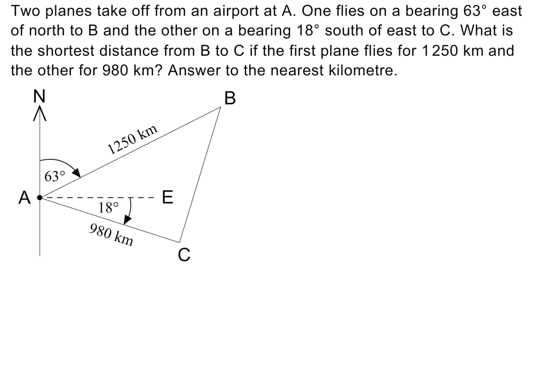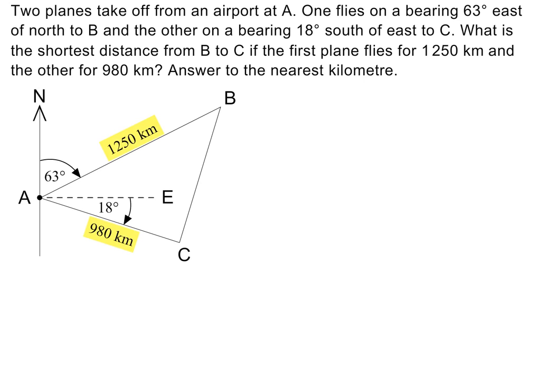Two planes take off from an airport at A. One flies on a bearing 63 degrees east of north to B, and the other on a bearing 18 degrees south of east to C. What is the shortest distance from B to C if the first plane flies for 1,250 kilometers and the other for 980 kilometers?